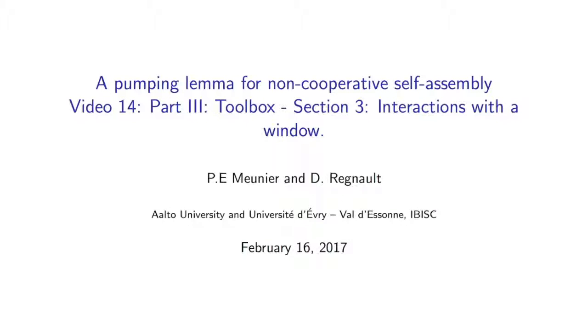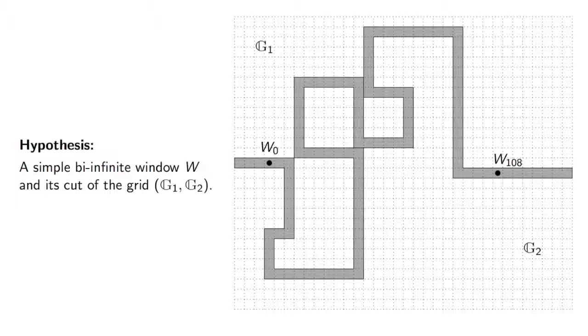This is video 14. In this video we describe the different interactions between a path and a window. We start with some basic definitions. Firstly, consider a window W. Here, this window is a simple B-infinite path. We do not consider that the window is a cycle.